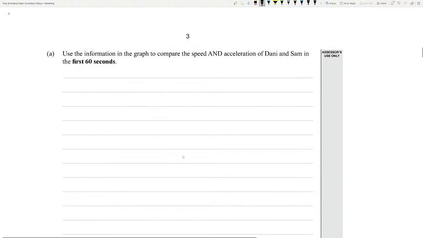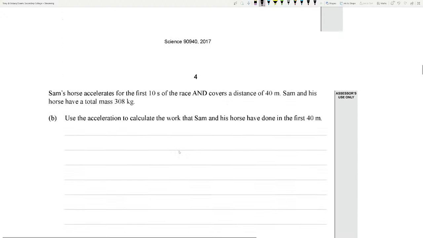Okay, so that's that. Done. And then Sam's horse accelerates for the first 10 seconds of the race and covers a distance of 40 meters. Sam and his horse have a total mass. Use acceleration to calculate work. So this is where you need to look at the question and go, all right, work. How do I do work?